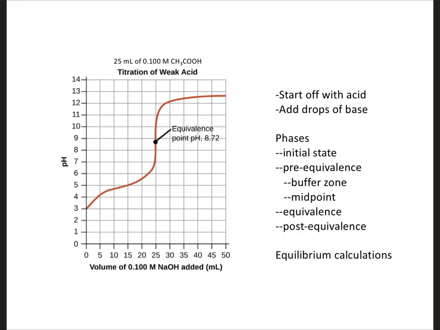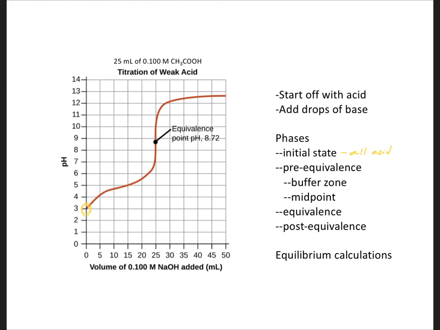So again, there's going to be a much prettier picture of this, right? So this is what it would look like in our textbook. We can talk about the phases. The initial state is going to be all acid, and so we can call that all acid. And so again, the pH that we choose to intersect on this y-axis is going to be based on the identity of the acid and also the concentration of the acid.